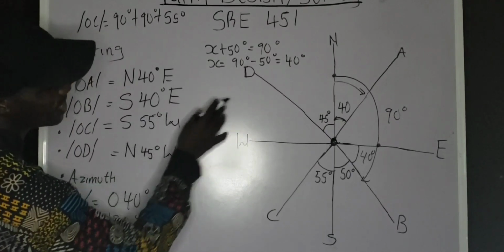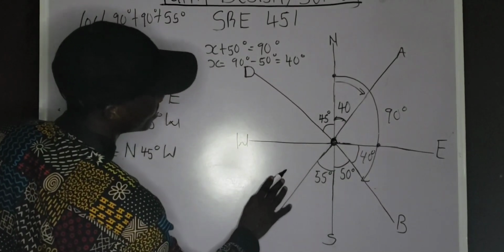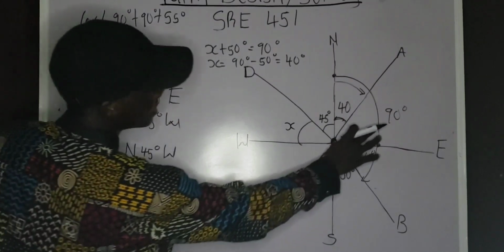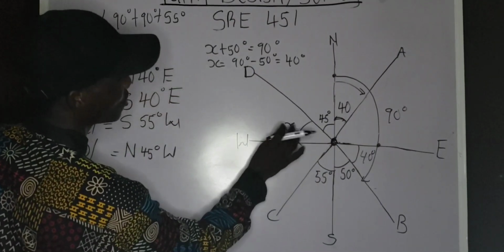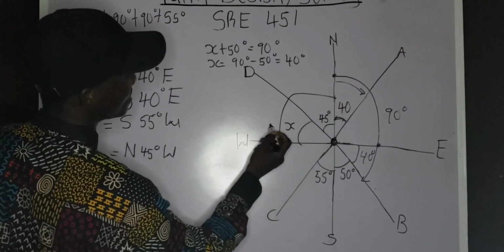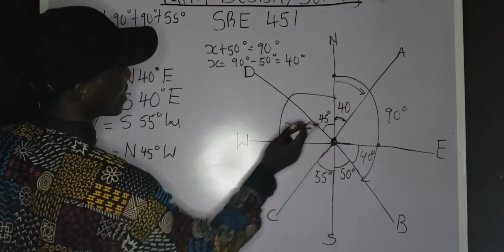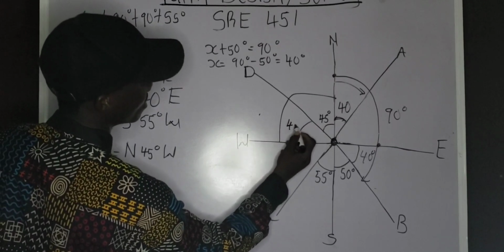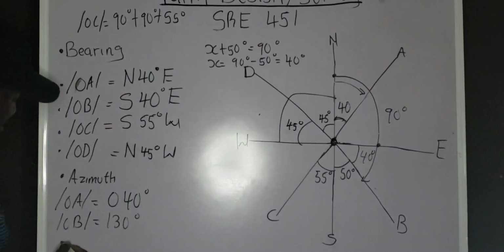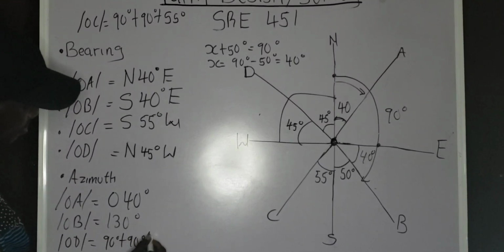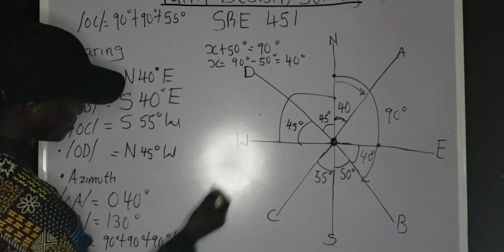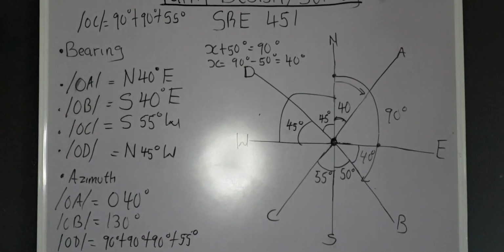Now, the azimuth of line OD is 90 degree plus 90 degree plus 90 degree plus the angle here. How do I get the angle here? Subtract 45 degree from 90 degree, then x will be 45 degree. So the azimuth of line OD is 90 degree plus 90 degree plus 90 degree plus 45 degree. Because azimuth is the clockwise horizontal angle measured from the north to the line that we are dealing with. You understand? So those are the answers.